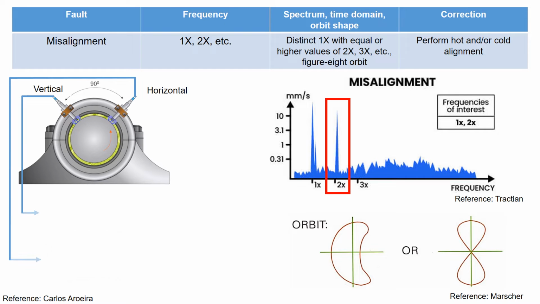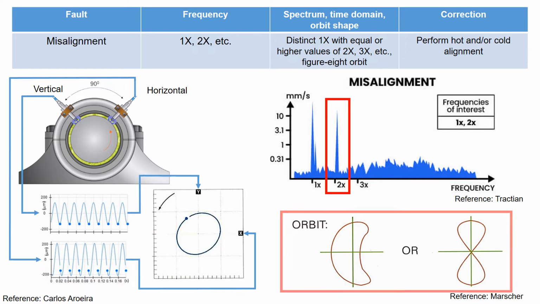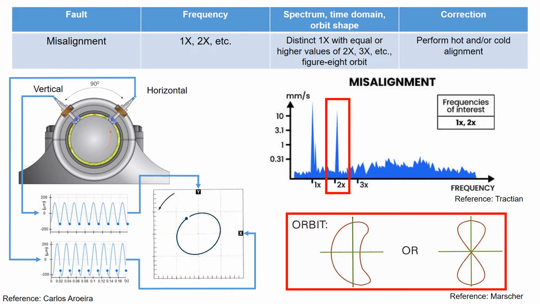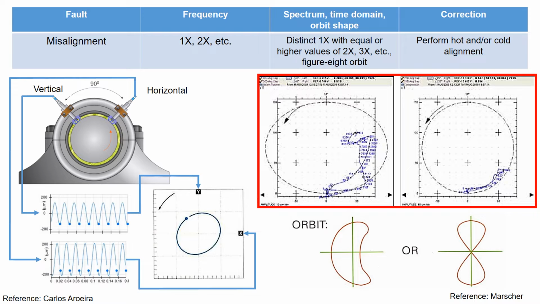What is meant by orbit motion? When you measure a rotor motion using 2 sensors, the orbit shape is typically circular in the case of imbalance. However, with misalignment, the orbit shape resembles a figure 8. Here is an example of actual measurements that exhibit this figure 8 pattern.